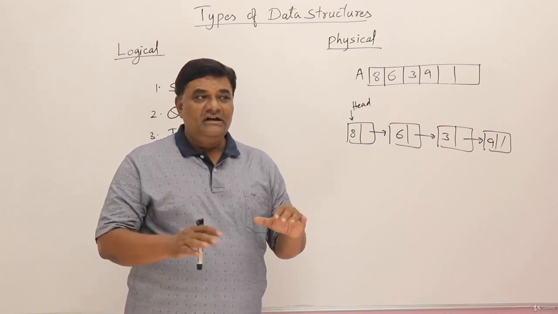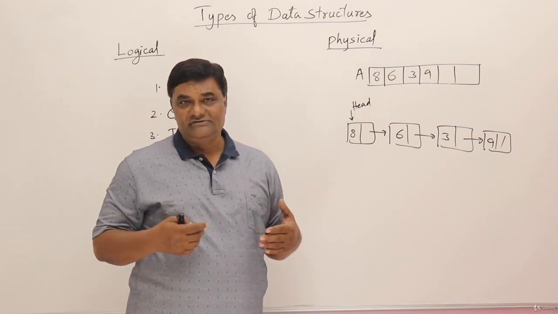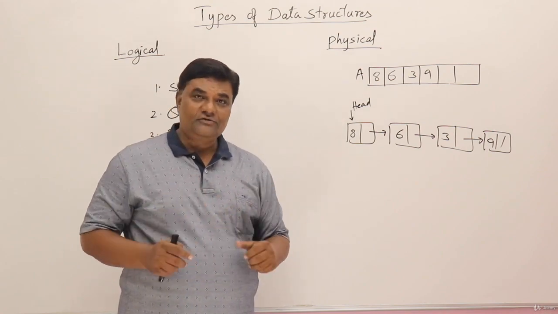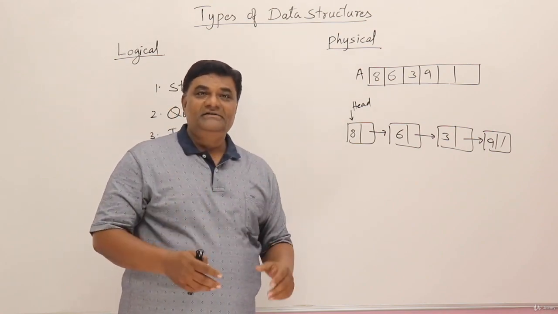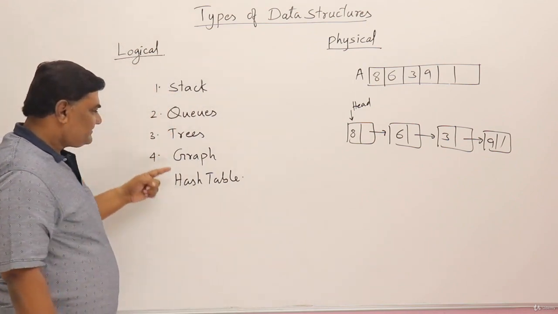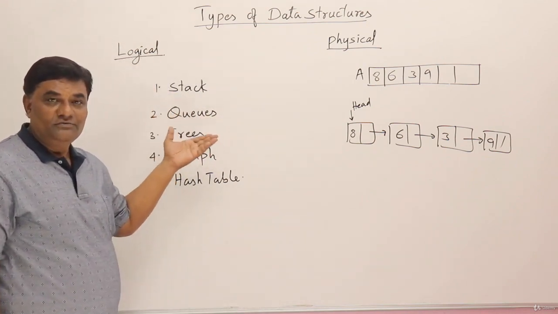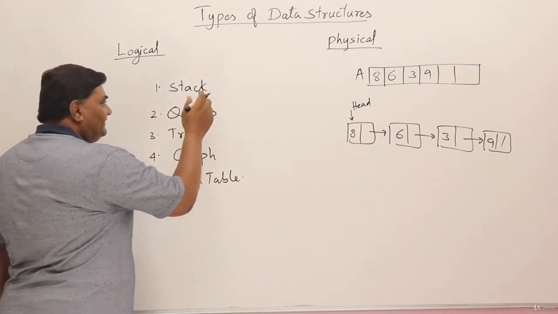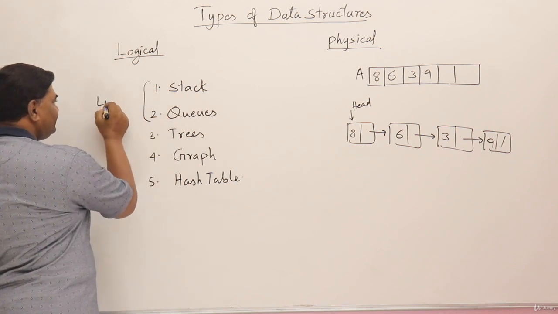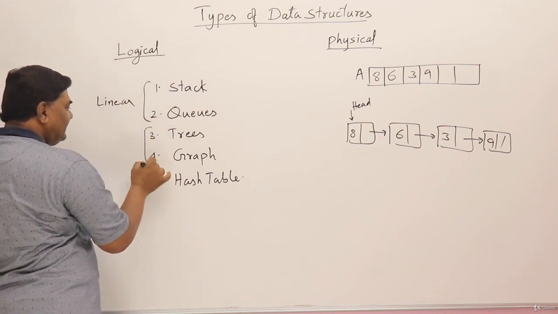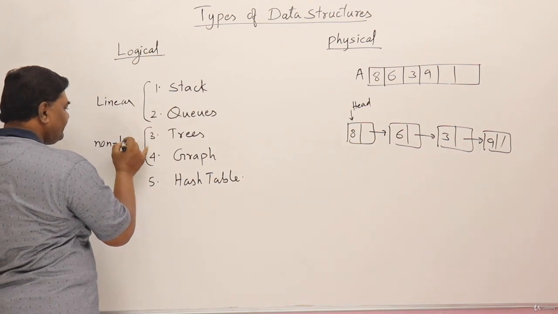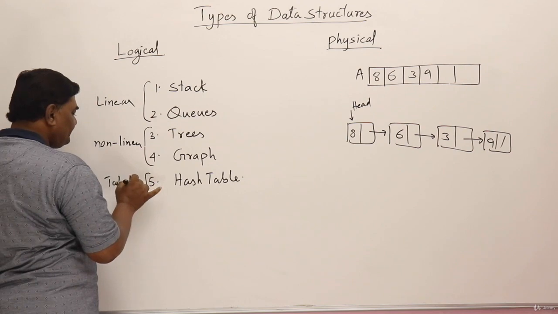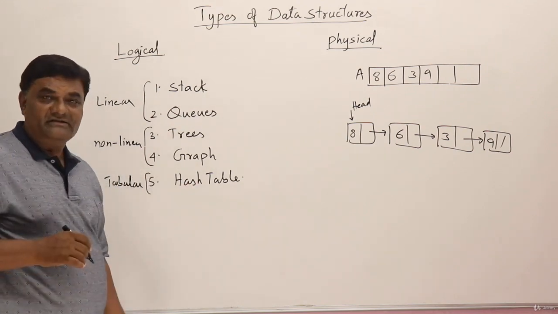Now the question is how you want to utilize those values. How will you be performing insertion and deletion? What is the discipline that you are going to follow? That discipline is defined by these data structures, that is stack, queues, trees, graphs and hash table. These are linear data structures and these are non-linear. And this may be a linear or tabular data structure. Hash table is a tabular data structure.